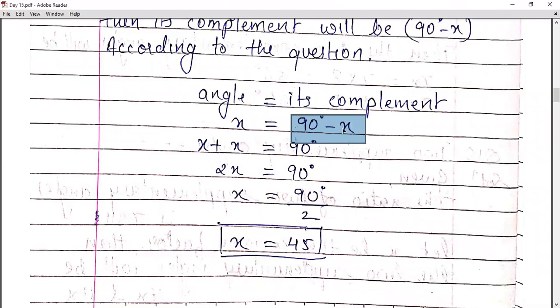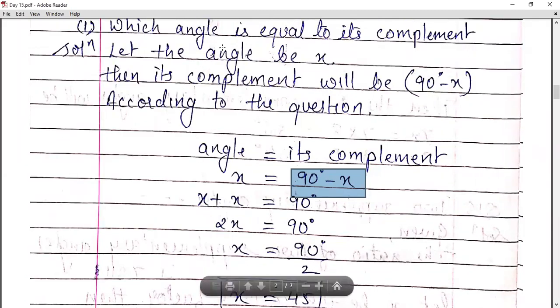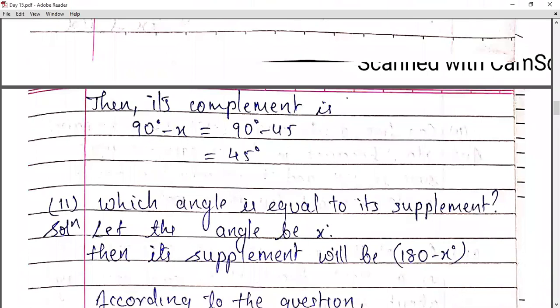Transferring x from right hand side to left hand side will change its sign. It will become plus x. x plus x is equal to 90 degrees. x plus x will become 2x. Transferring 2 to the other side, it will go in the denominator of 90 degrees. On cancellation or simplification, it will become 45. So x is equal to 45. Hence, 45 degrees is an angle which is equal to its complement angle. So its complement angle will become 90 minus x, that is equal to 90 minus 45, which is 45.